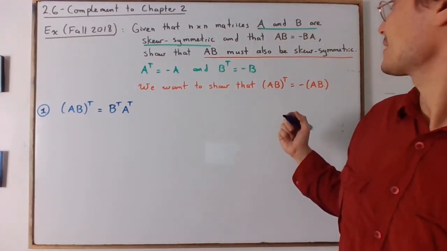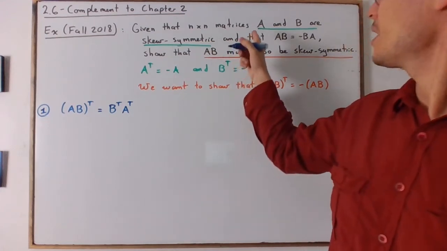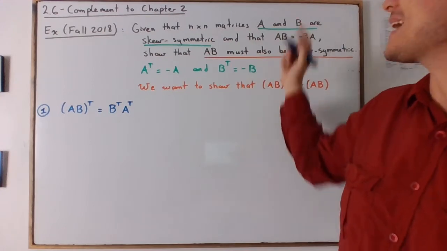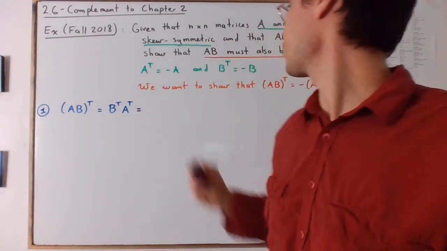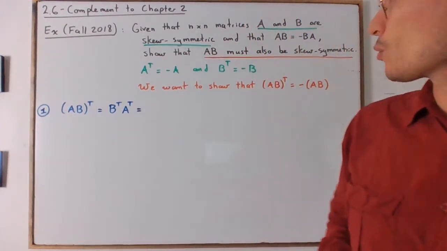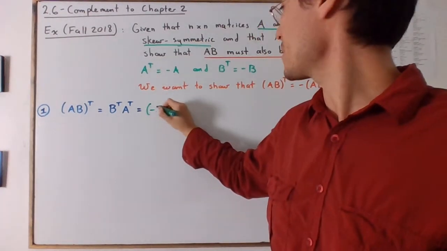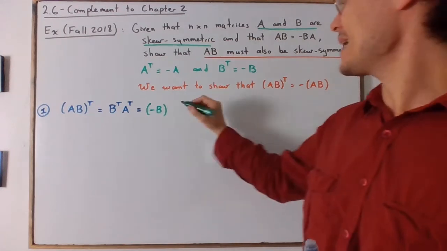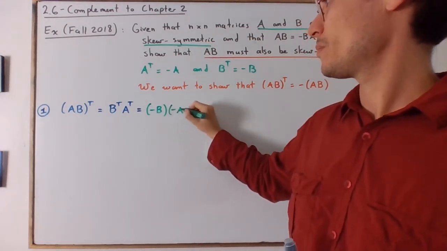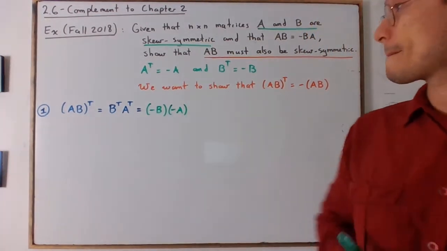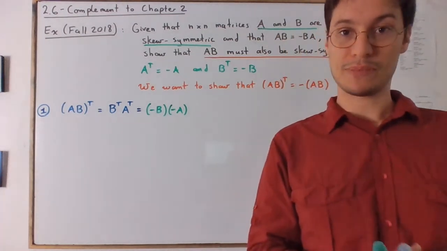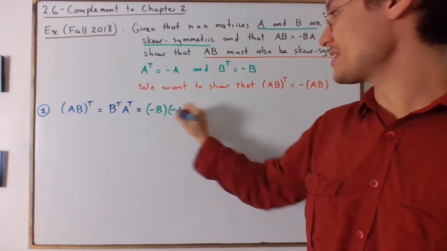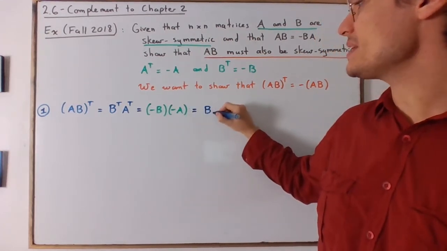Then after that, we have that A and B are skew symmetric. We're using it here. So in other words, we can replace B transpose with negative B and A transpose by negative A. Now, of course, let's multiply the negatives together. We're getting B times A.